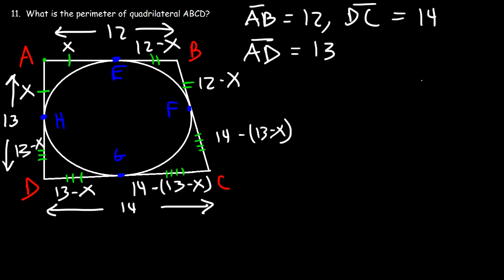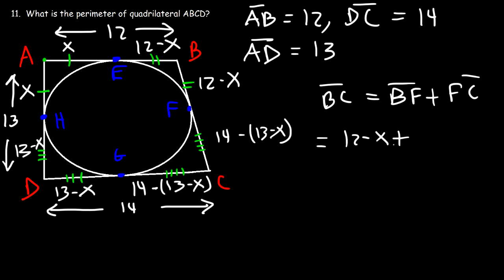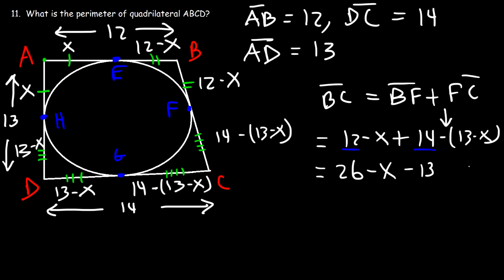So to calculate BC, segment BC is the sum of BF and FC. So what we need to do is add those two segments. BF is 12 minus X, and FC is 14 minus (13 minus X). First we can combine like terms. 12 plus 14 is 26. So we have 26 minus X, and then we need to distribute the negative sign. So it's going to be negative 13 but plus X.